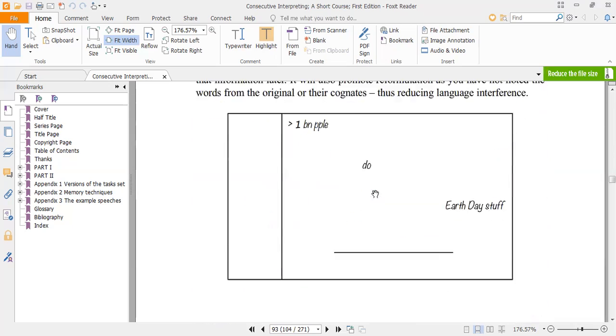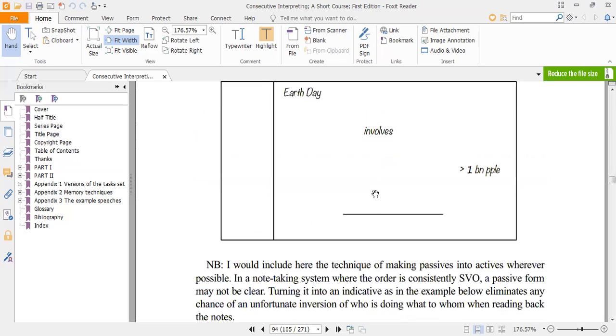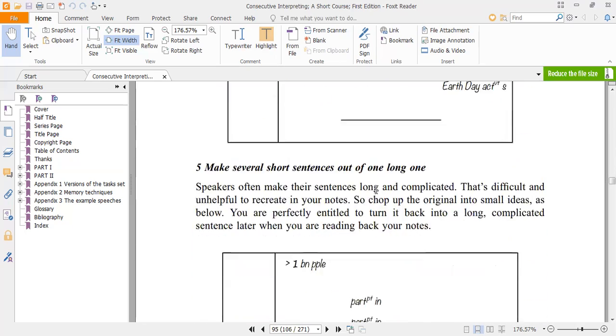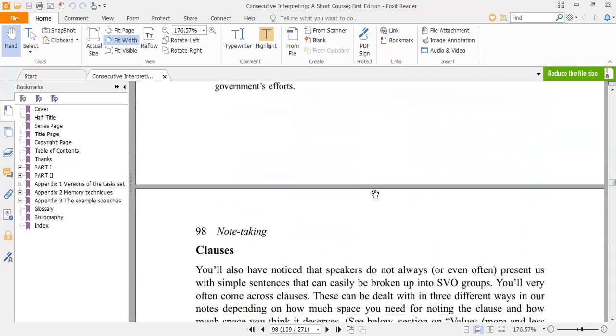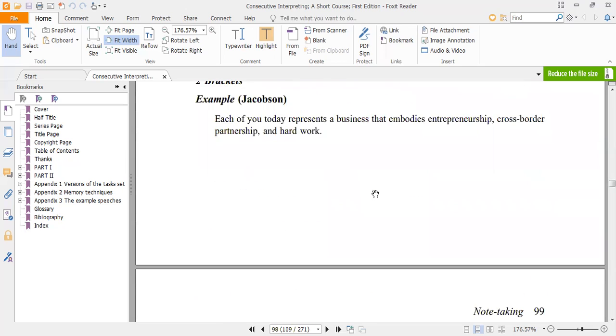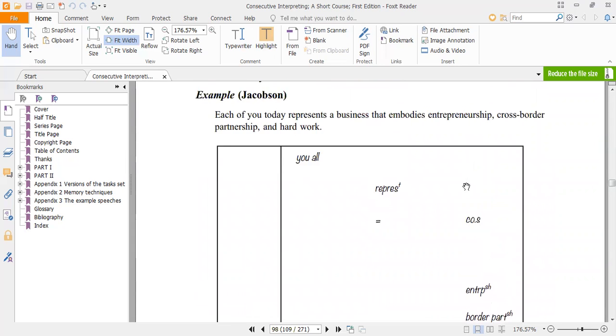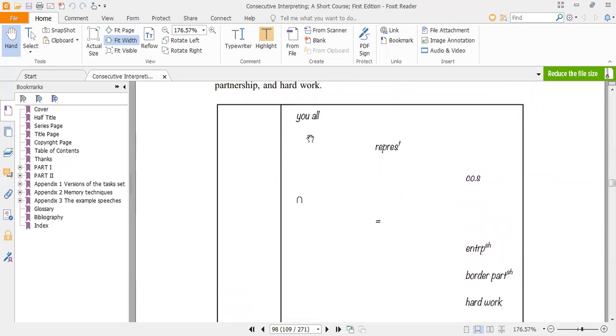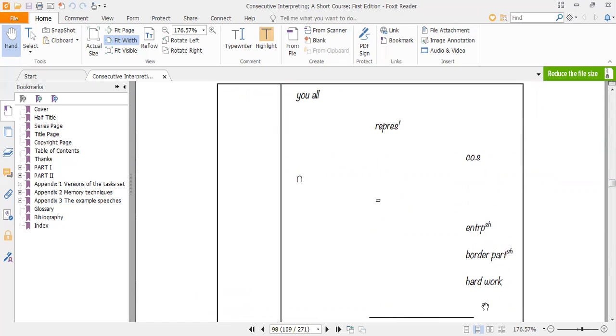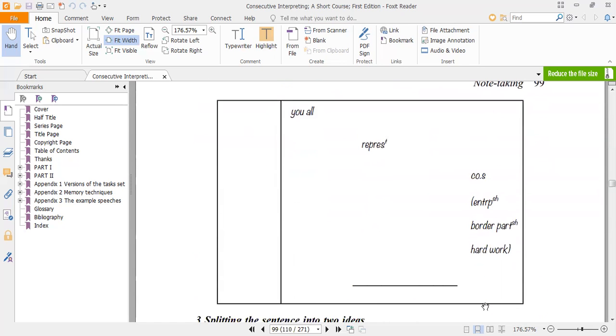If we have more than one subject, how can we write them? If we have more than one object, we can write the subject, then the verb, and we list the objects here. This is the first object, the second part of the object, and this is the third part of the object, as you see.